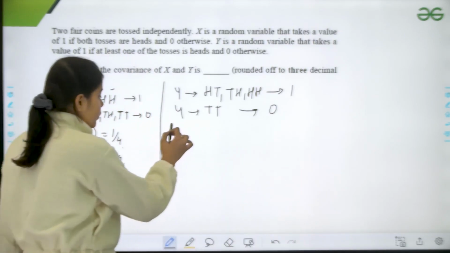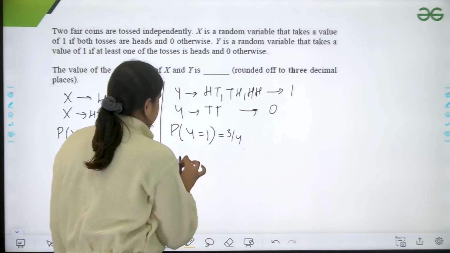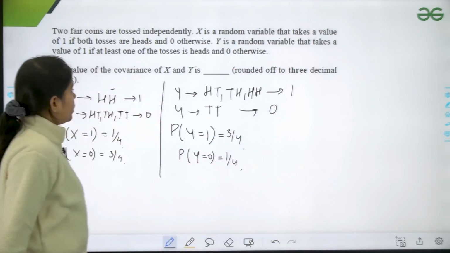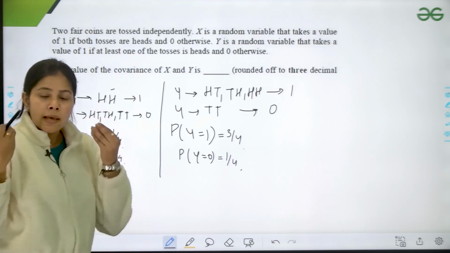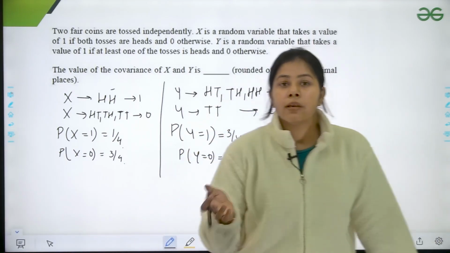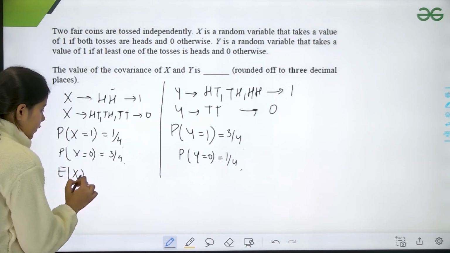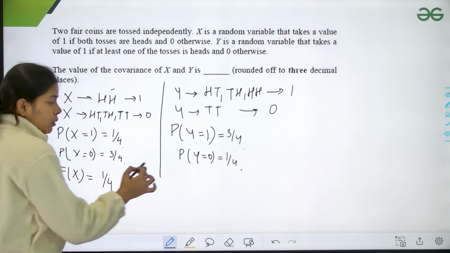So can I say that probability y is equal to 1 is 3/4 and probability y is equal to 0 is 1/4. Now they ask me covariance of x and y. The formula for covariance of x and y: expectation of xy minus expectation of x into expectation of y. So what would be expectation of x? It's 1 into 1/4 plus 0 into 3/4, so it would give me 1/4.